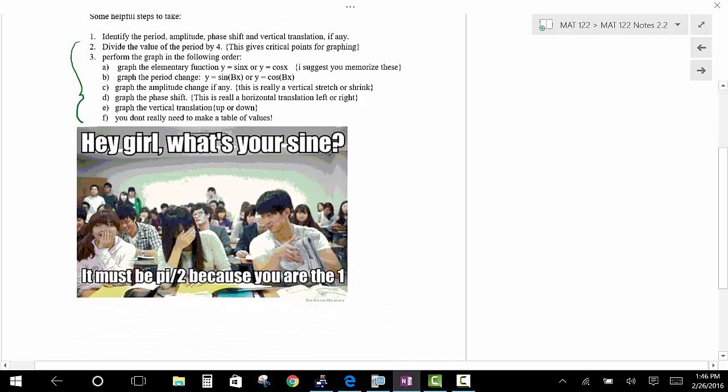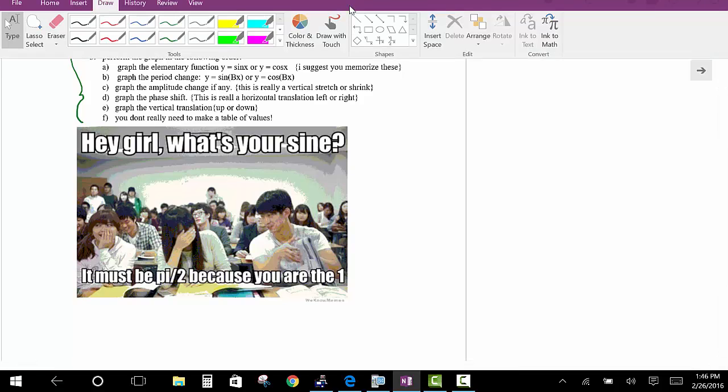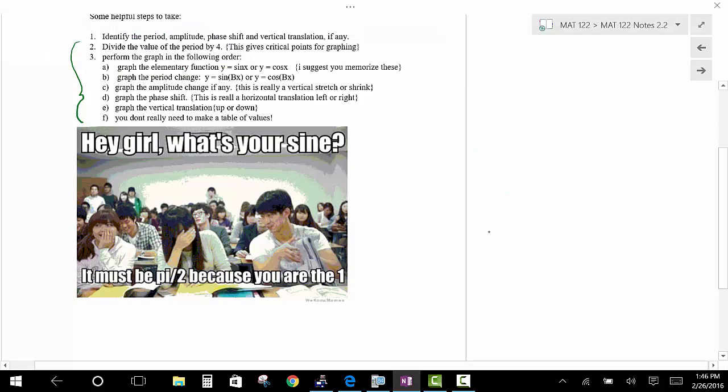Then I got my joke. I love this joke. This just cracks me up. If you're a girl and some guy says this to you, you should just slap him in the face. So he says, hey girl, what's your sign? It must be pi over 2 because you are the 1. Well, here's the joke. The sine of pi over 2, we've learned, is 1. Look at the expression on that girl's face. I thought that was pretty funny. I don't know how people come up with these stupid math jokes, but that was a good one, I thought.